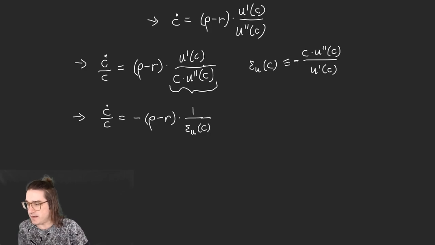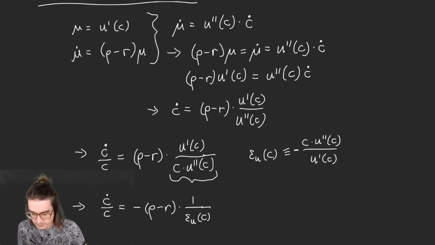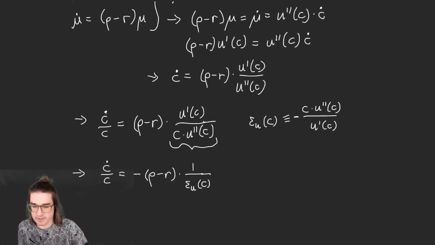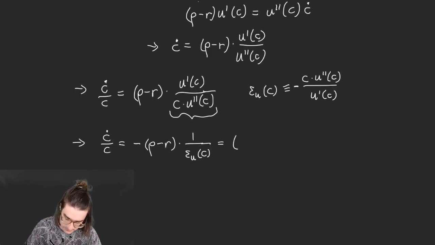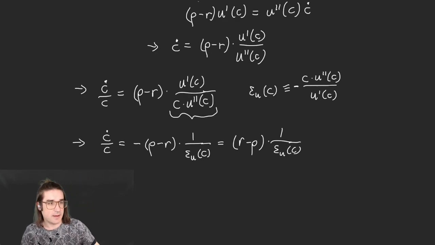let me just make sure I didn't make a sign error. Ah, wait, I might have made a sign error, let me think. No, I didn't. Okay, no, we're good. We didn't make a sign error. Yeah, and then in the notes I have this as, I just sort of distributed that negative sign. All right, so, or you can write it like that. Okay, so, right, so that's what we have.